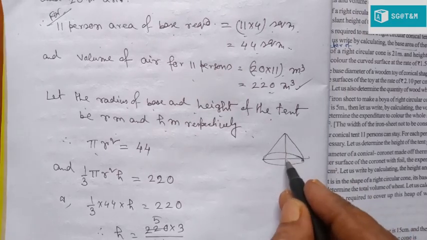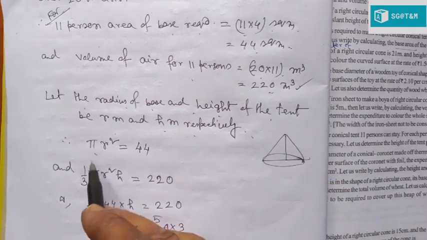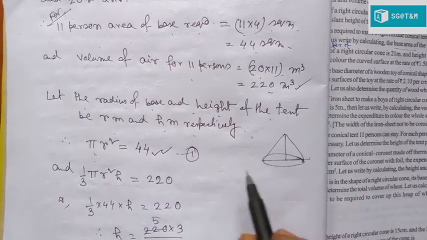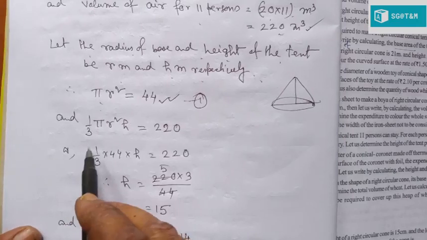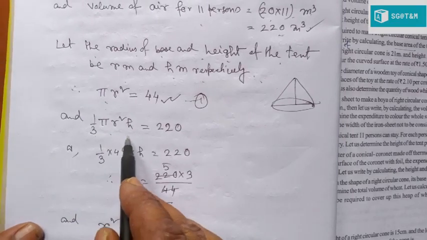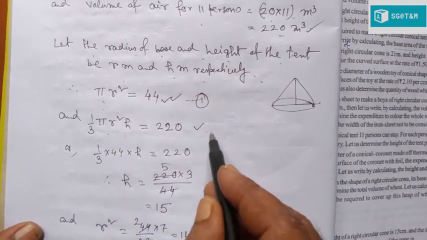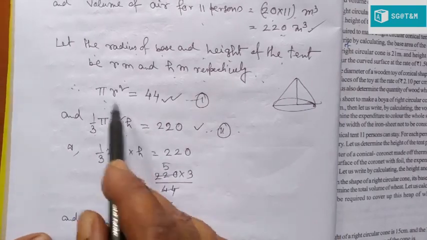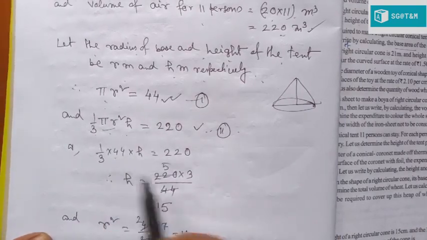Pi r square, where r is the radius, is known to all of us now. So pi r square is equal to 44. This is equation 1, say. And the total volume is given by 1/3 pi r square h, that is equal to 220. This is equation 2, say. Now solving this, just put pi r square is equal to 44 here.